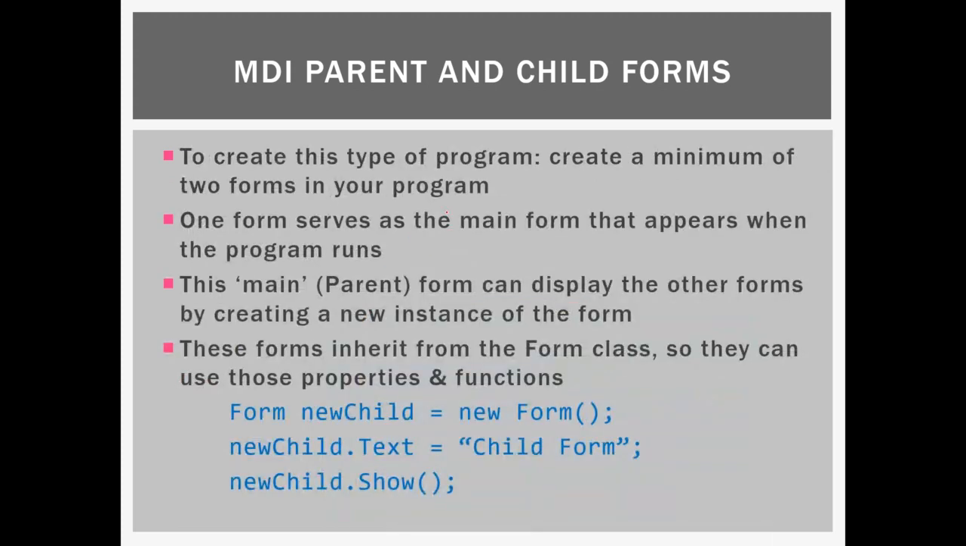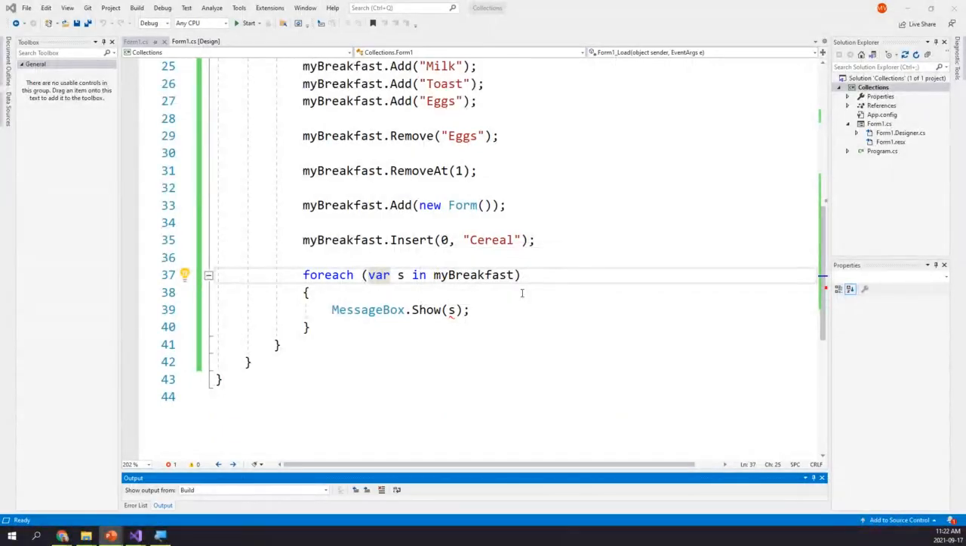If you want to create a program like that, you have to make at least two forms. The main form is the one that appears when the program runs, and then inside that you can specify to create a new version of a child form. I wanted to make sure to mention that because it comes up on the future lab.